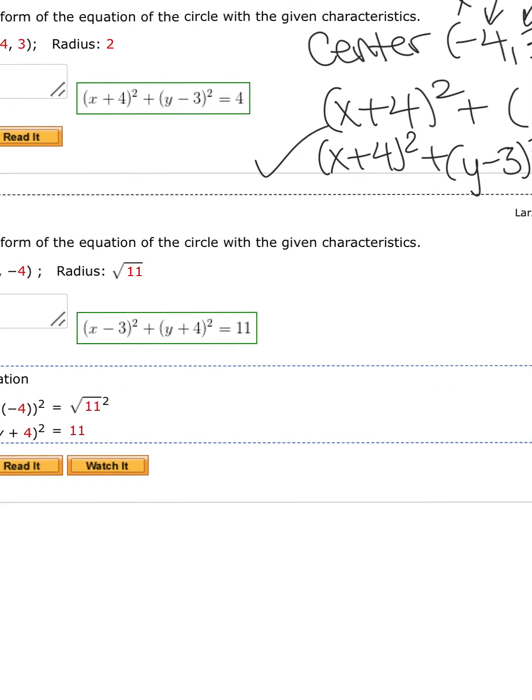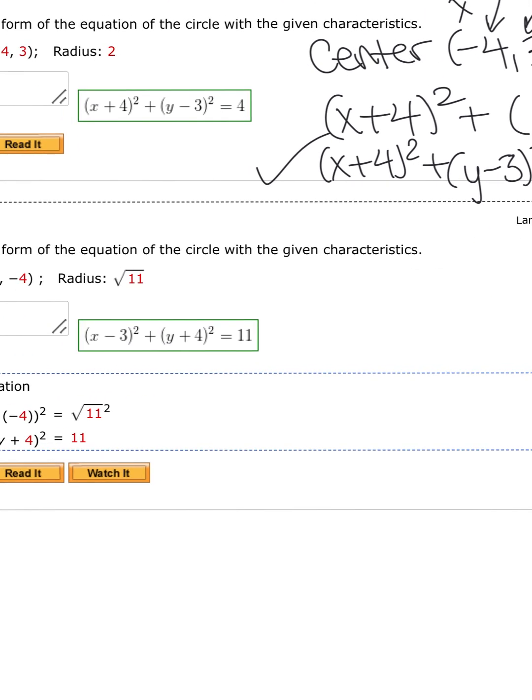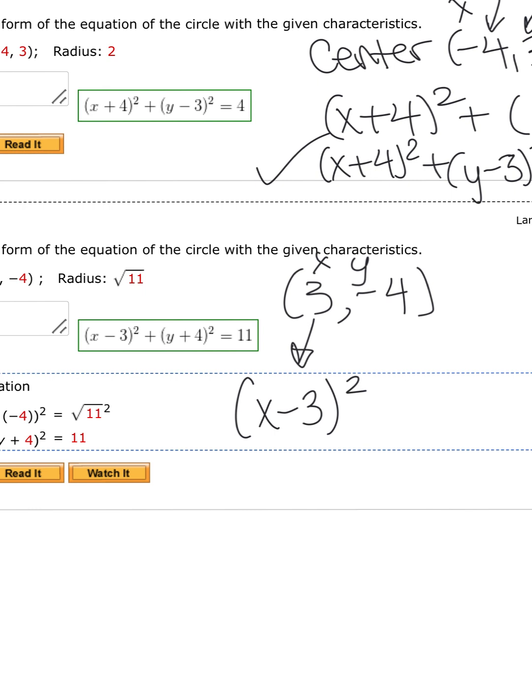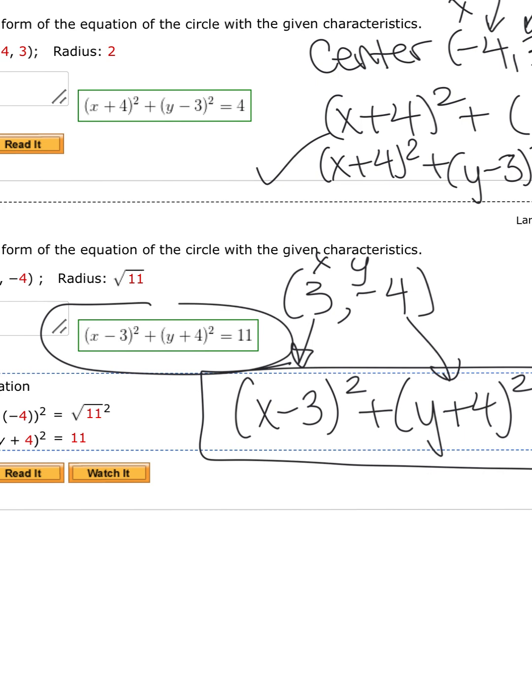All right, let's move on to this next question, which is like number 3. So it says, write the standard form of the equation of the circle with the given circumstances. So this time our center is at 3, negative 4, and our radius is the square root of 11. So from my center, I'm going to have x minus 3 squared, right? I just changed the sign there. And then I'll have y plus 4 squared. I change the sign there. And then for my radius, it's the square root of 11 squared, and the square root of 11 squared is just 11. And so that's how I end up with this equation here.